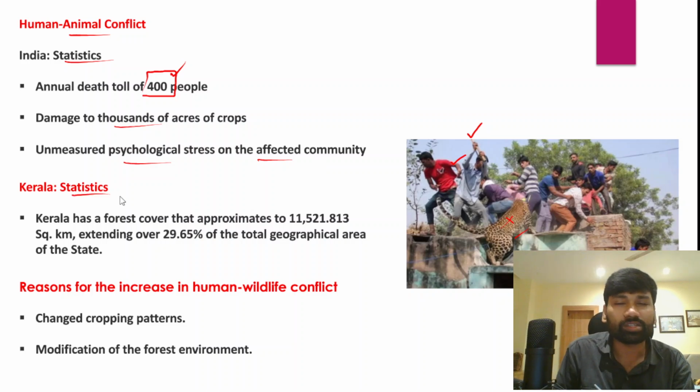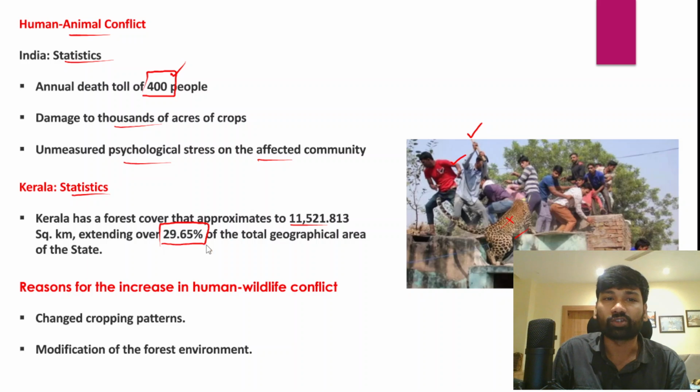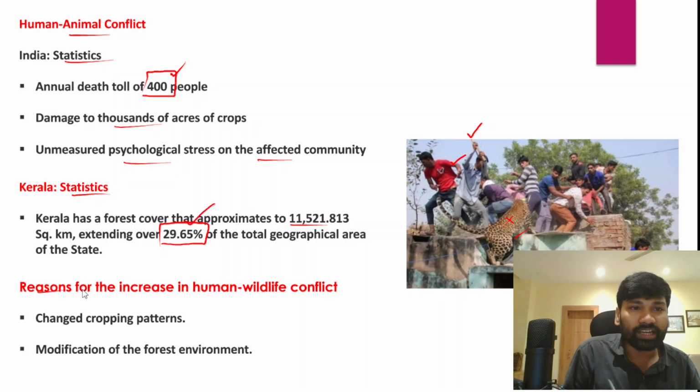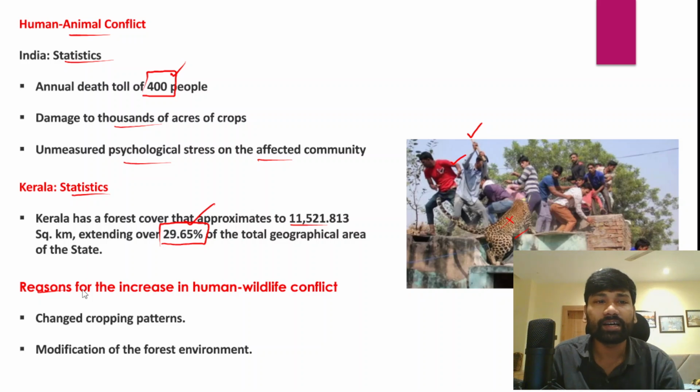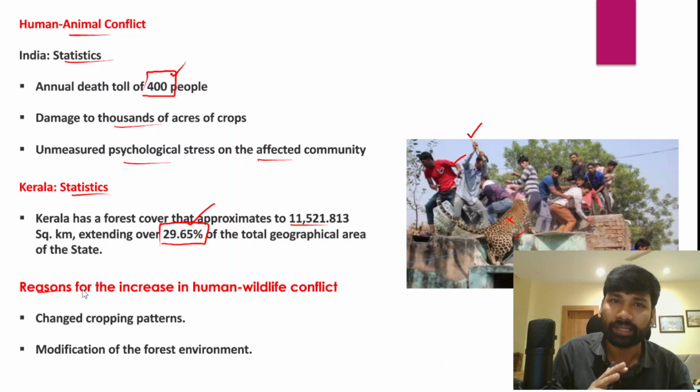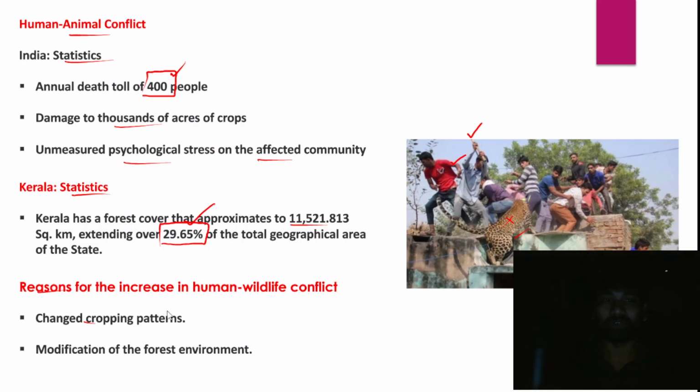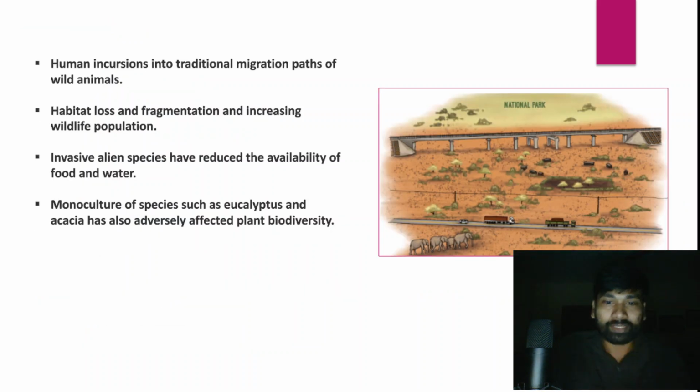We'll also look into some statistics with respect to this particular conflict. Kerala has a forest cover of approximately 11,521 square kilometers, extending over 29.65% of the total geographical area of the state. However, we will look into some reasons for the increasing human wildlife conflicts in India. There are certain reasons because of which human wildlife conflicts have been substantially increasing. First, changed cropping patterns are one reason. Because of the changed cropping pattern, human wildlife conflicts have been substantially increasing in recent times.